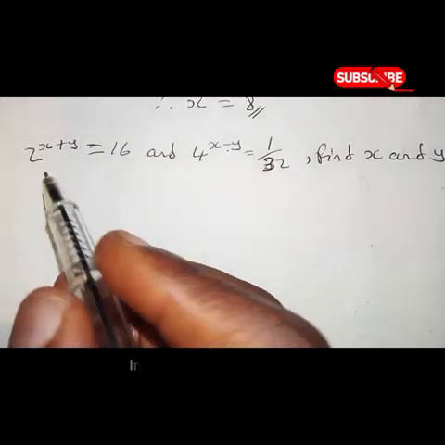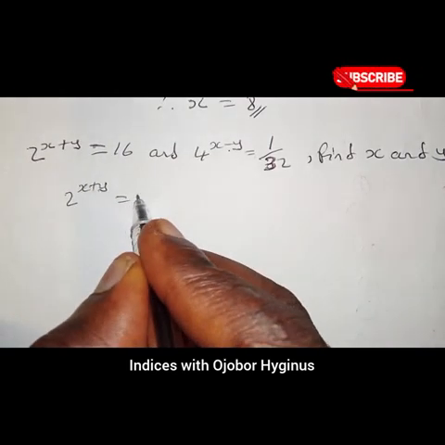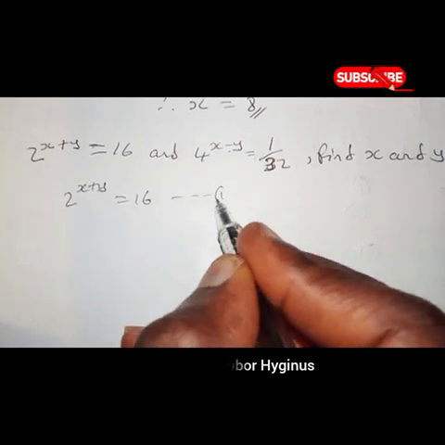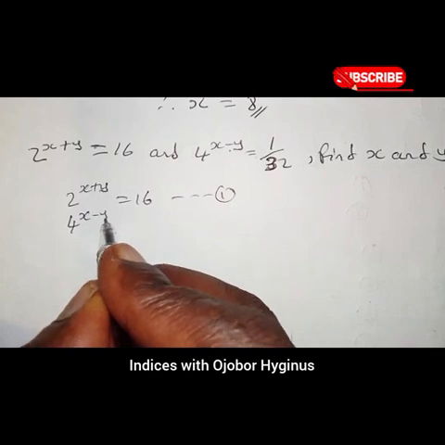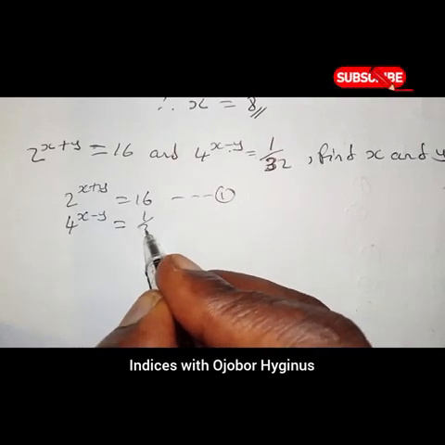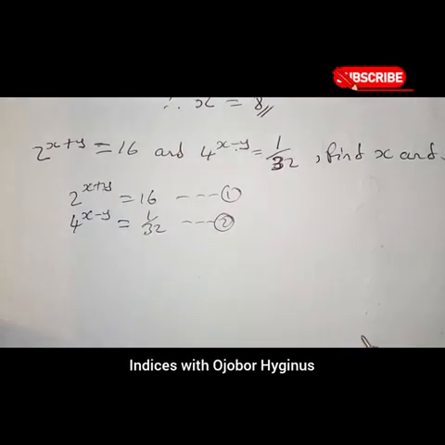So the first equation is 2 raised to the power x plus y equals 16. We'll call it equation 1. The second equation is 4 raised to the power x minus y equals 1 over 32. We call it equation 2. It is good, as you are solving any simultaneous equation, to carry the two equations along, even if you are not simplifying the two of them together.